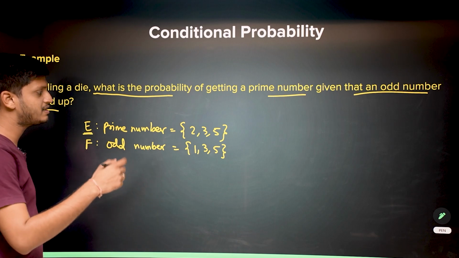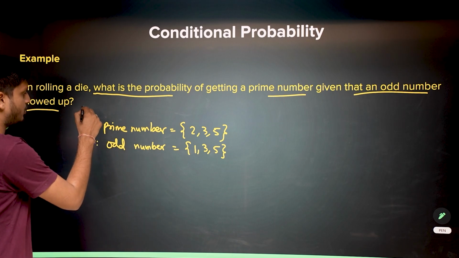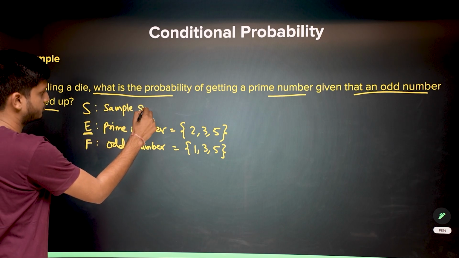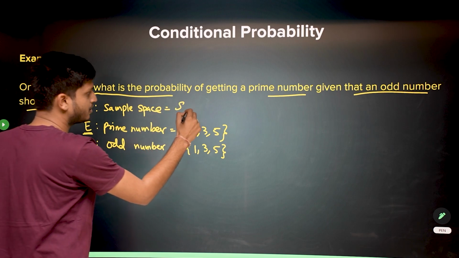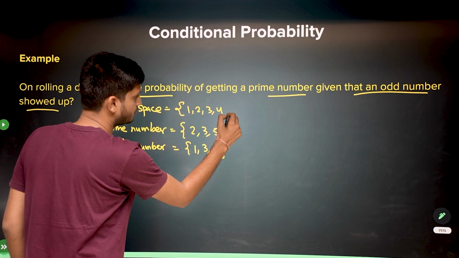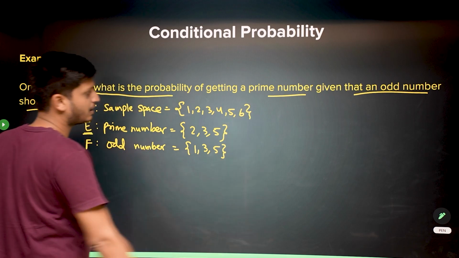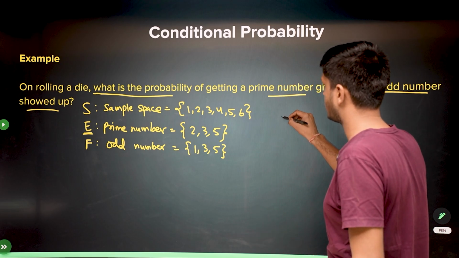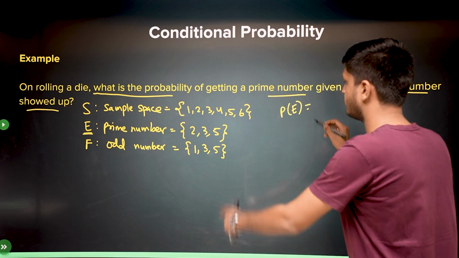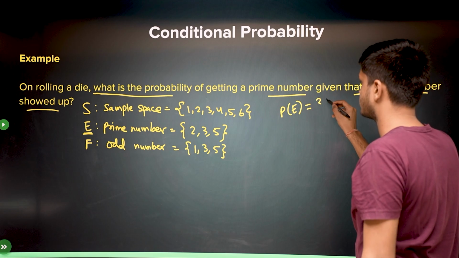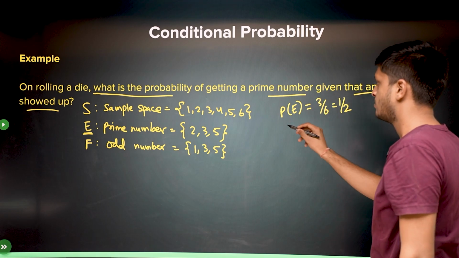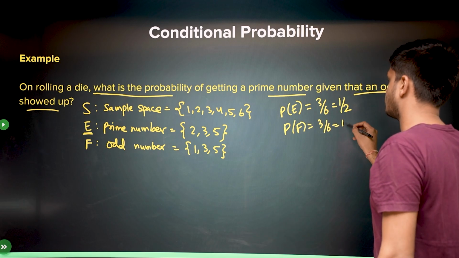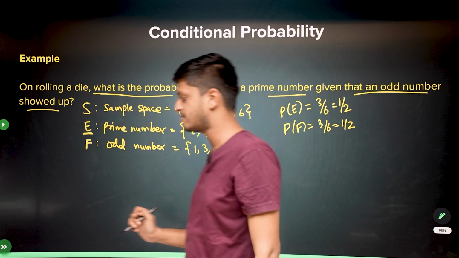The probability of event E is 3 by 6. So this is our original sample space. When you roll a die, the sample space is 1, 2, 3, 4, 5, 6. Now, the probability of just happening of event E, getting a prime number, is the cardinality of E, 3 elements out of 6 elements, so 3 by 6, which is 1 by 2. Probability of just happening of event F, of getting an odd number, is also 3 by 6, which is 1 by 2, since it also has 3 elements.